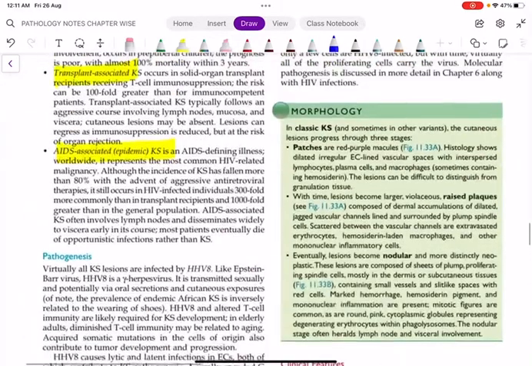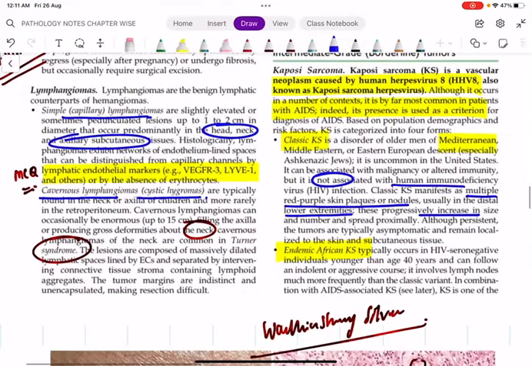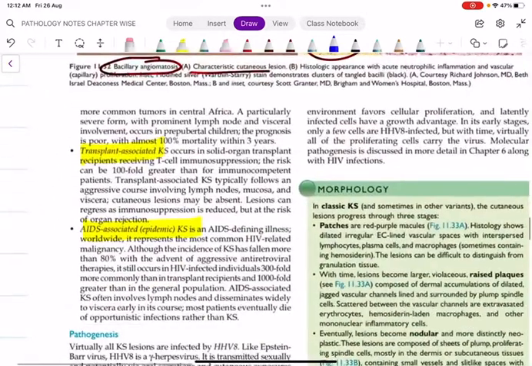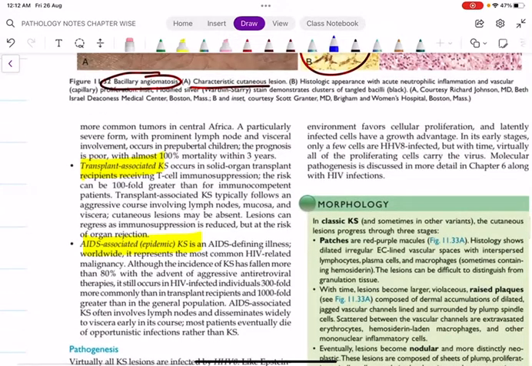So once again I am repeating, the classical variant is not associated with HIV, seen in the Mediterranean region, with red purple skin plaques or nodules in the distal or lower extremities, gradually increasing in size. What about the endemic or the African variety? Again, it occurs in HIV negative individuals. But the major difference between this and the classical variety is that it has a more aggressive course. Fine, that is the only point.